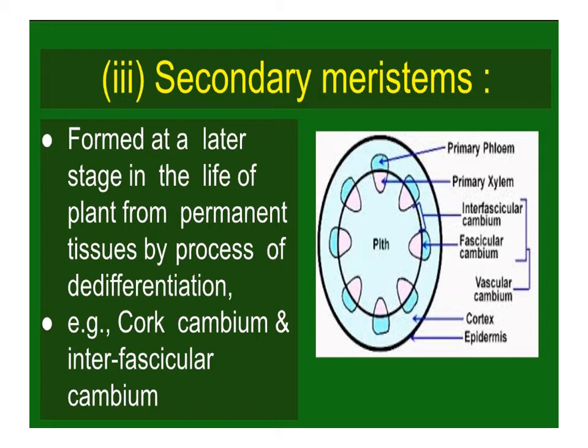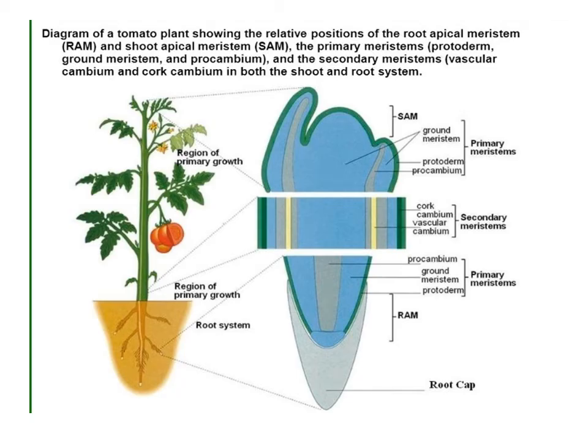Secondary meristem is formed at a later stage in the life of the plant from permanent tissue by the process of dedifferentiation. Examples are cork cambium and interfascicular cambium. This diagram shows a tomato plant showing the relative position of the root apical meristem and shoot apical meristem, the primary meristems, ground meristem and procambium, and the secondary meristems, vascular cambium and cork cambium, in both the shoot and root systems.